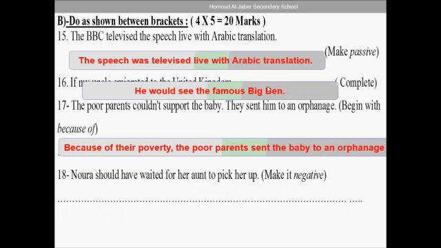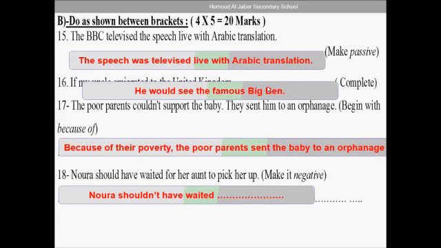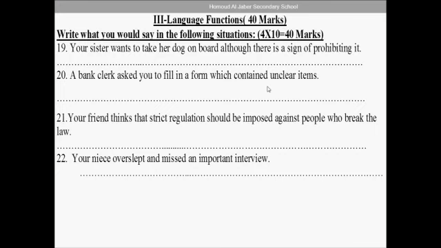Okay, question number 18. Nora should have waited for her aunt to pick her up. Make it negative. Here you have to change should into shouldn't. Nora shouldn't have, and you complete the sentence. So this is the end of our part concerning grammar. And the third part of the question will be language function, which is situations. What would you say in the following situation?